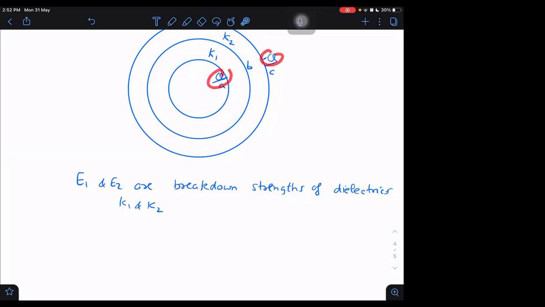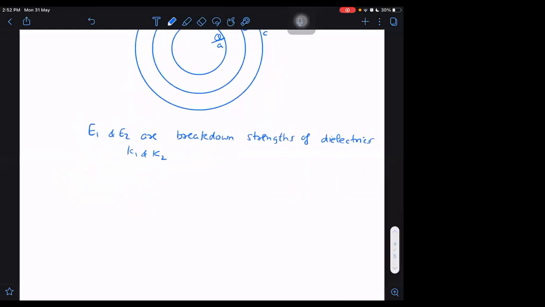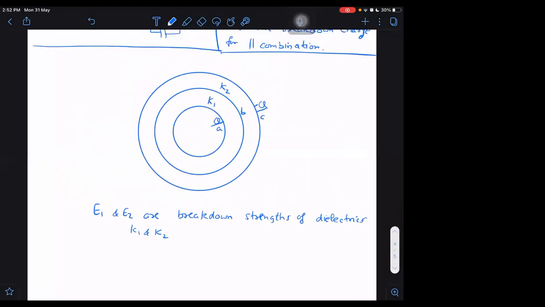Here charge is also not given. What is given instead? The breakdown field is given. There's also one more problem here. What area are you going to take? Here there are two areas. This area or this area.